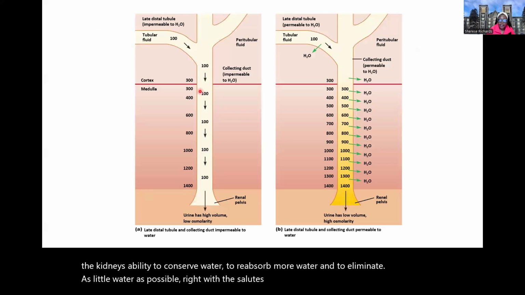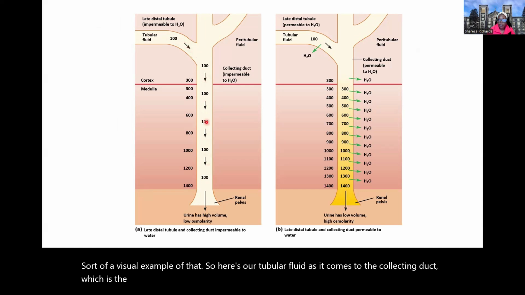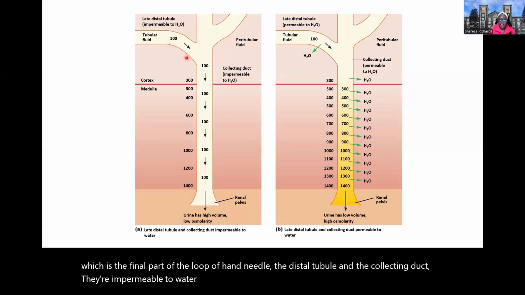So here is sort of a visual example of that. Here's our tubular fluid as it comes to the collecting duct, which is the final part of the loop of Henle, the distal tubule and the collecting duct. They're impermeable to water, typically. And so this is what would happen if we didn't reabsorb any of that water.